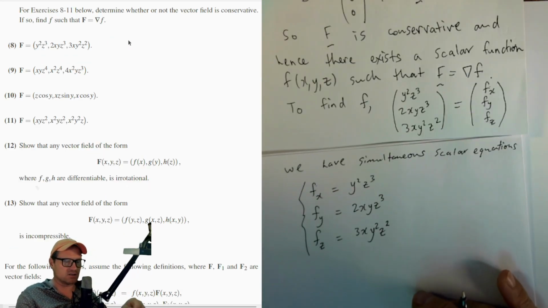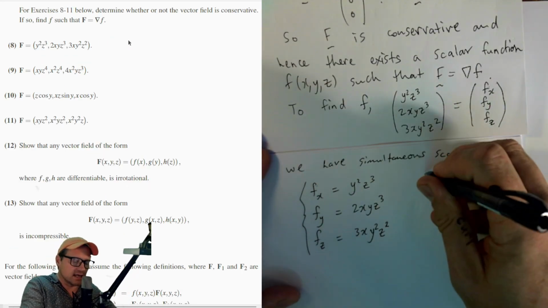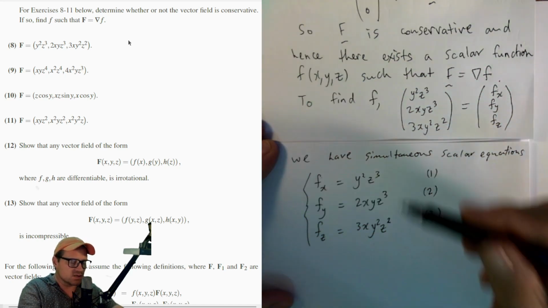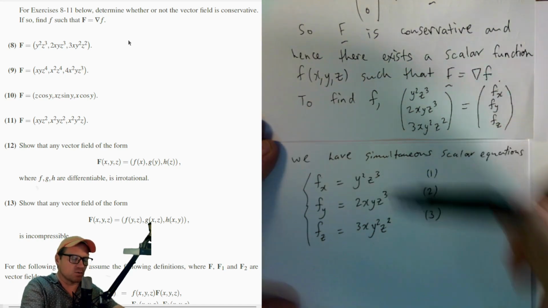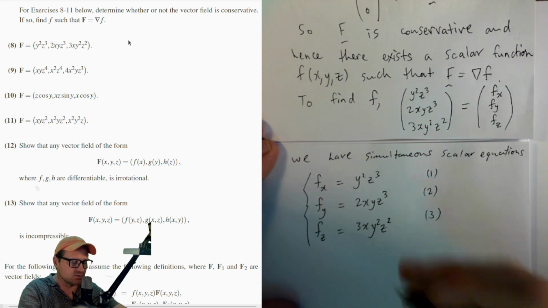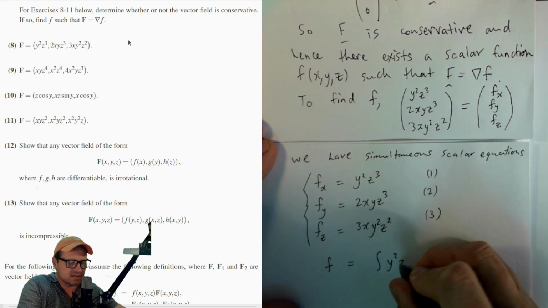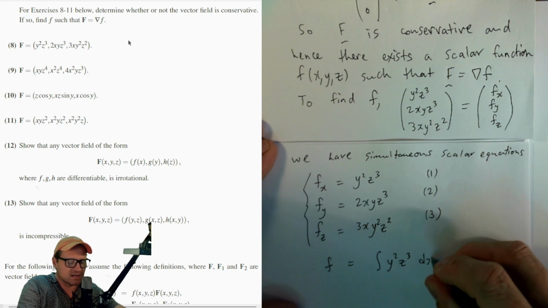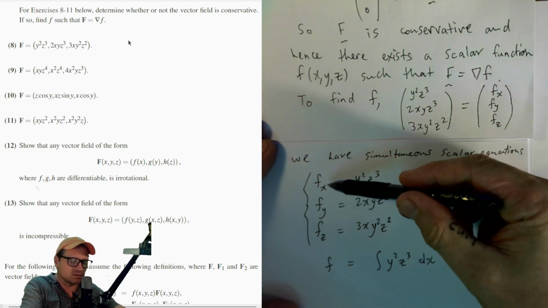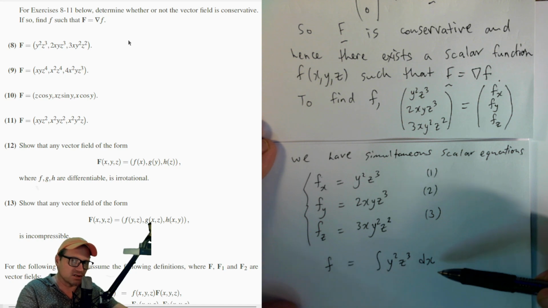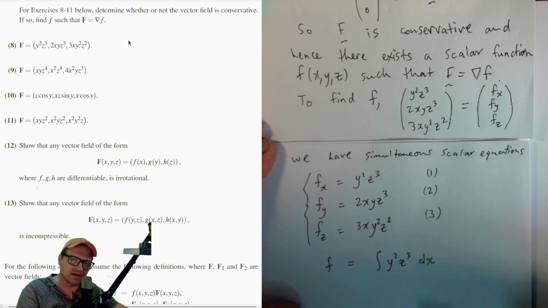Simultaneous scalar equations. And so now let's label these equation 1, equation 2, and equation 3. So what we need to do is take equation 1 and integrate with respect to x. So f is the integral of y squared z cubed with respect to x. Now this is a partial differential equation, so we need to treat this as a partial integral. We write it with an ordinary d though.